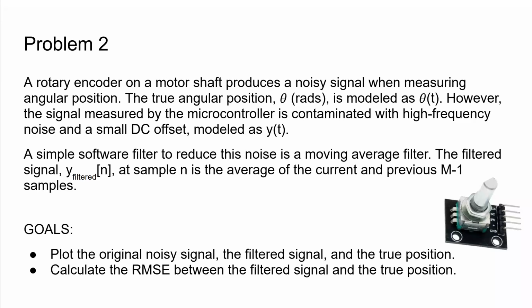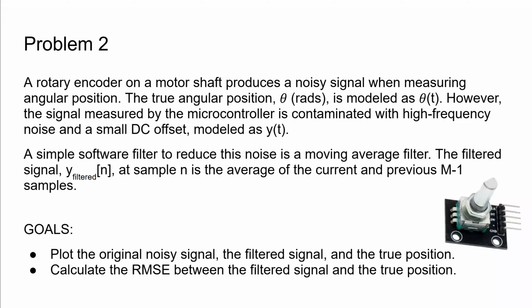For the second problem, it's about a motor again, and we're using a rotor encoder, which is just a measuring device, to measure an angular position of the motor shaft. The true angular position, what it should be, is modeled as theta of t in radians. However, when we measure it, there's a bit of a DC offset and a high frequency noise corrupting our measurements, throwing them off, and that'll be modeled as y of t. We try to reduce this with a software filter. We try to reduce the noise, and that will be given as y filtered at sample n, and that is the average of the current and previous n-1 samples, which I'll show you in a second.